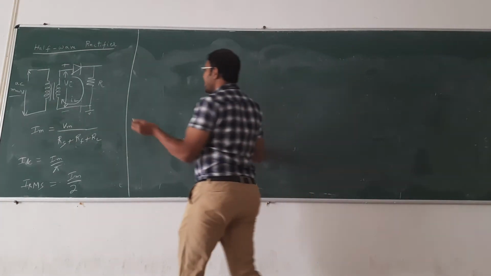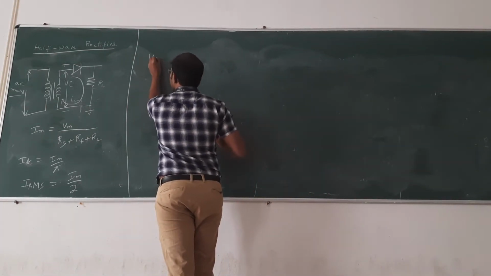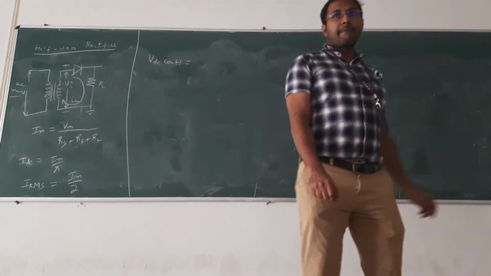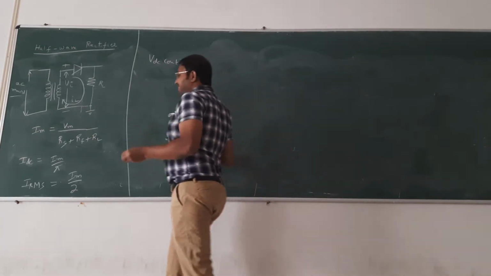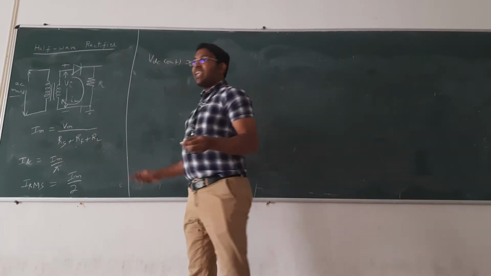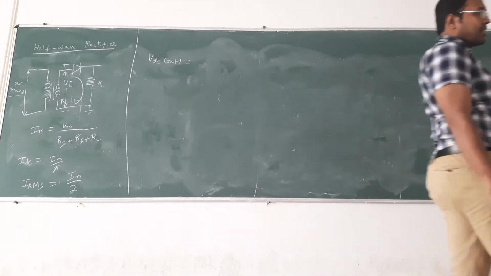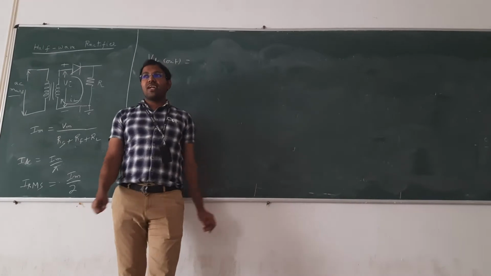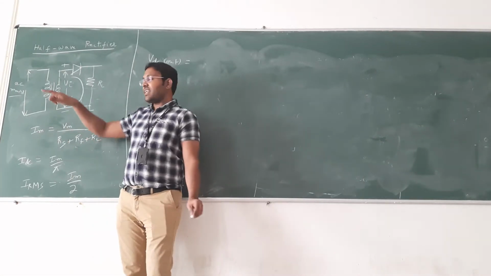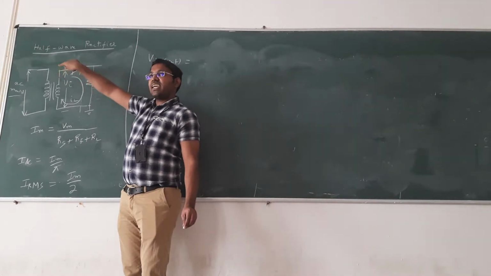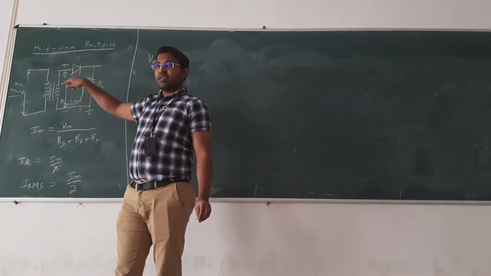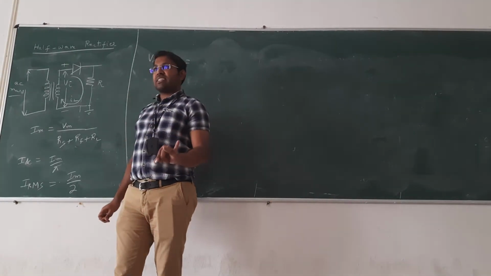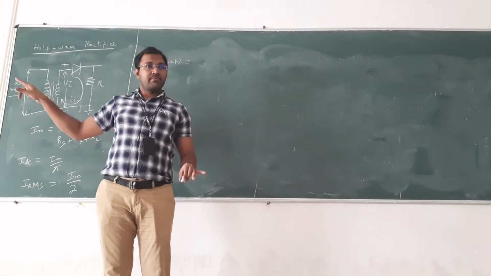Okay, what else we got? If we find VDC out, can you tell in terms of IDC? What will that be? Very easy. See here, the DC current flows in this path. Current is the same, input current or output current. We have discussed, because there is only one loop, right?